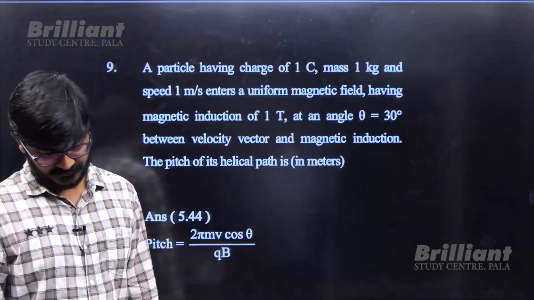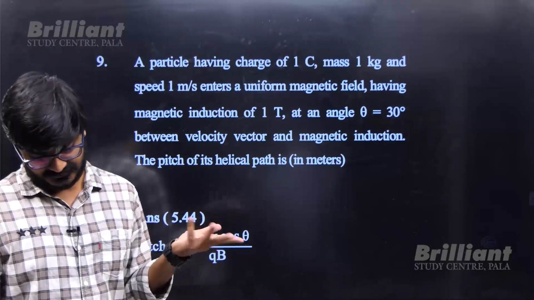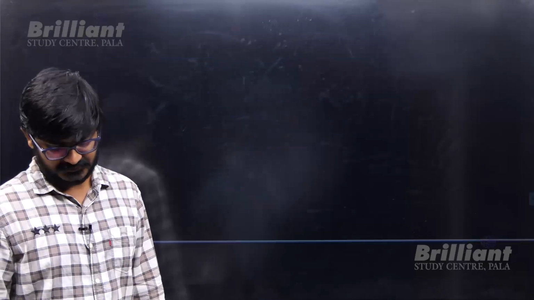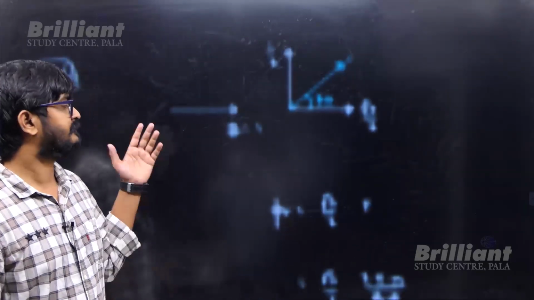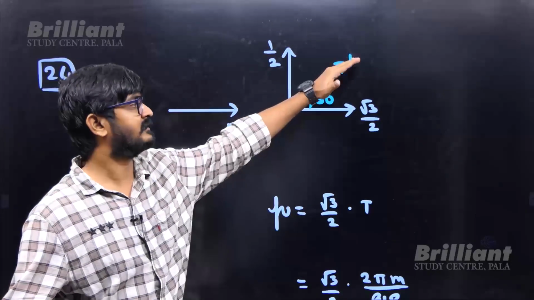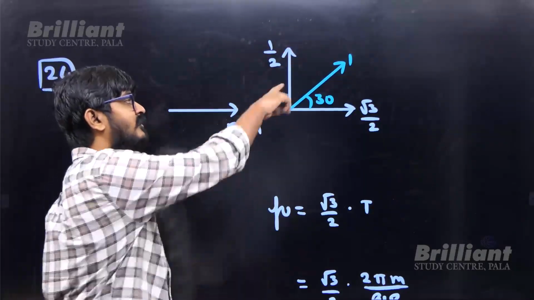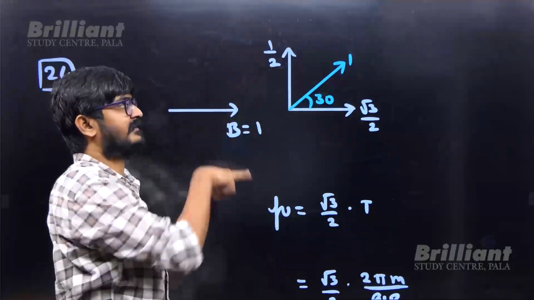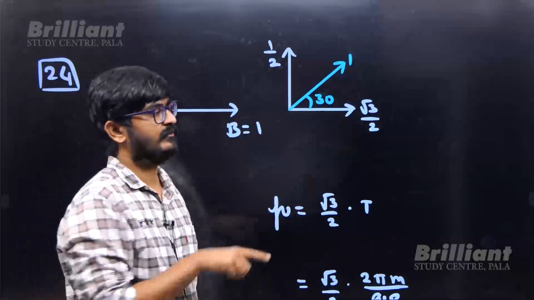The next question goes like this: a particle having charge, mass, and speed, at an angle of 30 degrees. You need to find the pitch. So there is a magnetic field, there is velocity. You will be resolving the velocity into two components. Because of this component, it will be performing a circle. Because of this component, it will be moving forward.